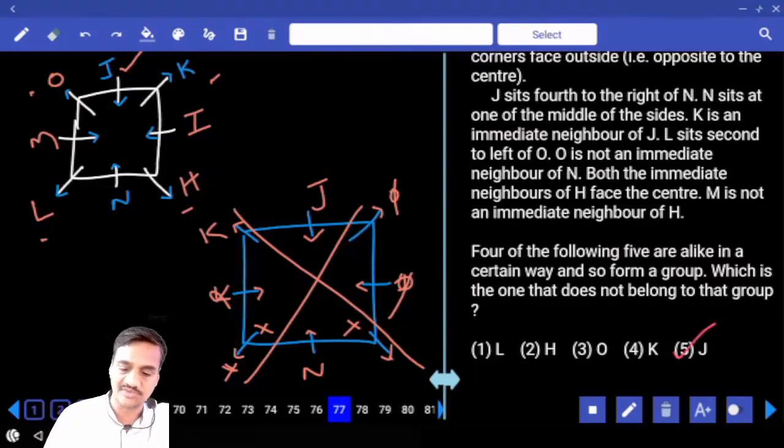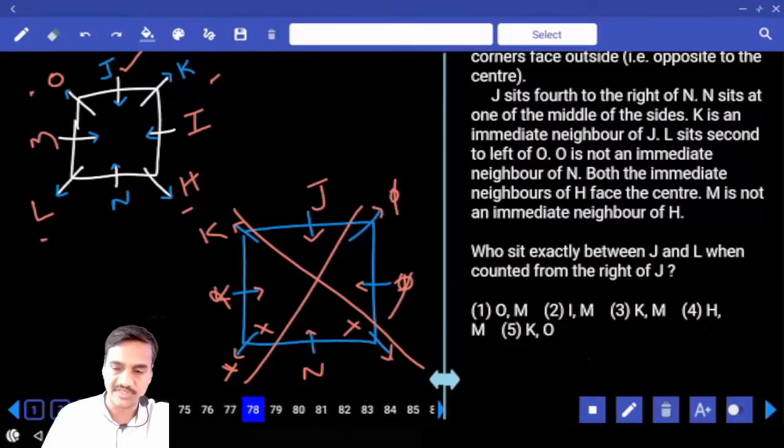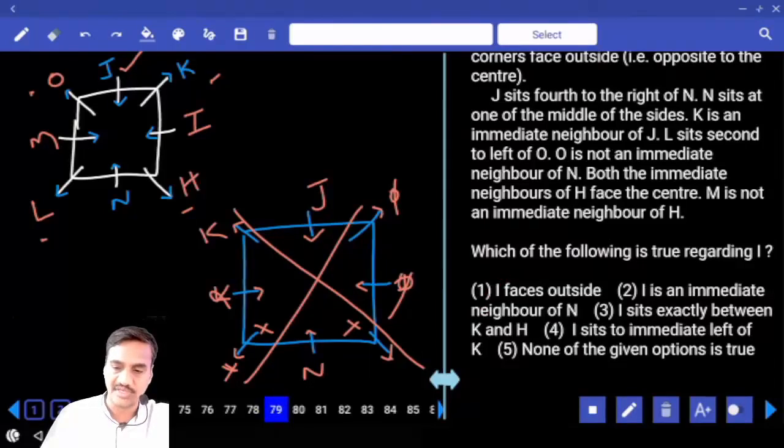Choice 5, question number 77. Then 78. Who sits exactly between J and L? Exactly between J and L, O and M are the 2 persons who sit between, and 78 it is choice 1. Then 79. Which of the following is true regarding I?